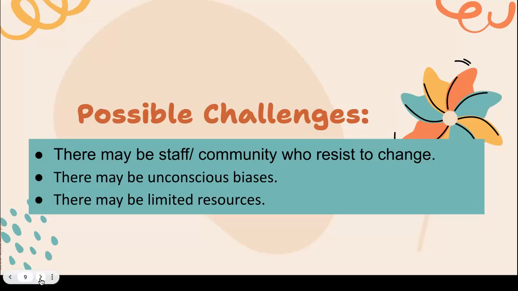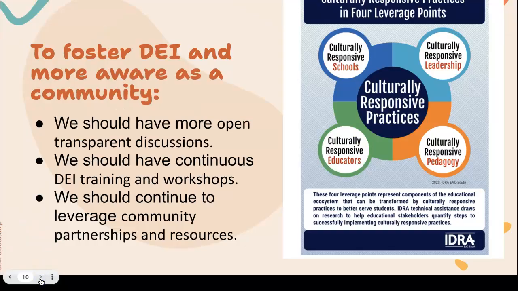Some possible challenges that may arise are that our staff, students, and the community in general may be resistant. There may be unconscious bias by certain stakeholders, and we may not have the resources. To foster DEI, we really need to have more open and transparent conversations about what it means to be a DEI school and have culturally responsive practices. We need to have ongoing trainings and workshops for all stakeholders, and we need to continue to leverage and strengthen our community partnerships and resources as we move forward.